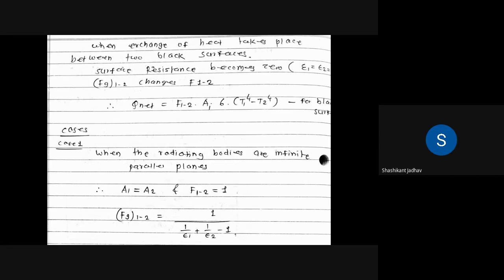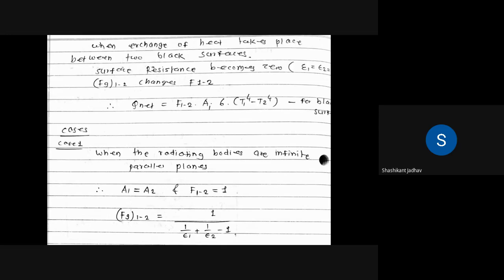Okay, so net heat transfer Q net is equal to F12 A1 sigma T1 raised to 4 minus T2 raised to 4. Okay, so this is the net heat transfer for the black surfaces.